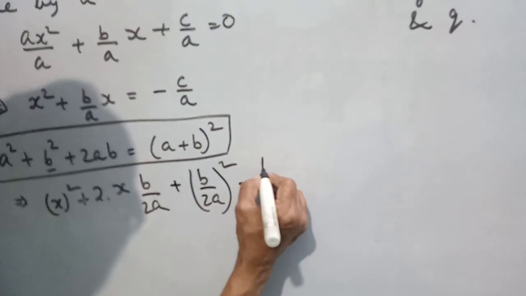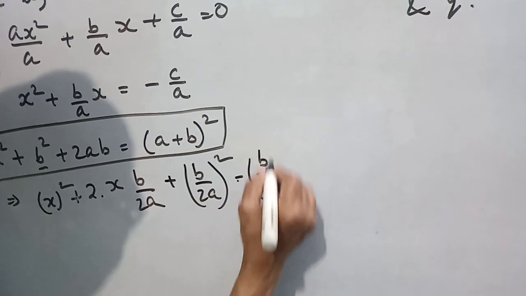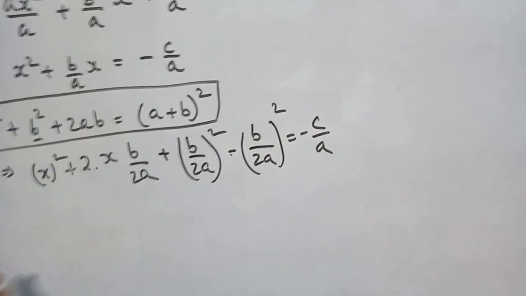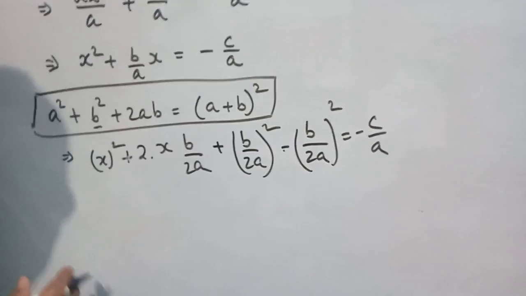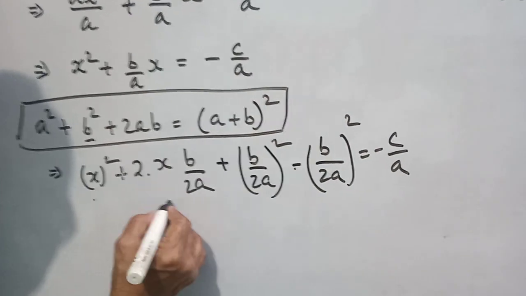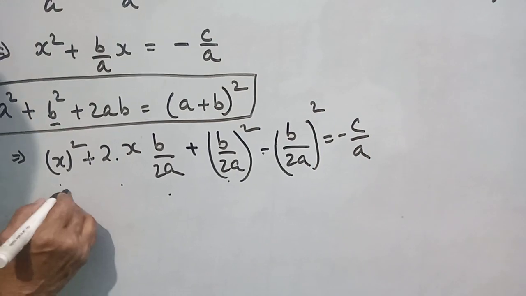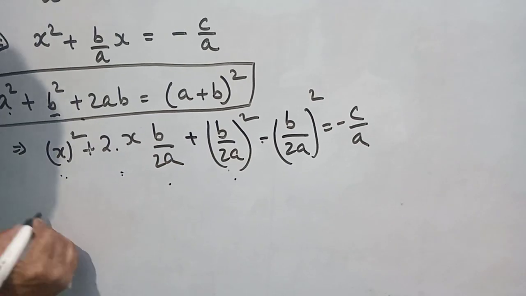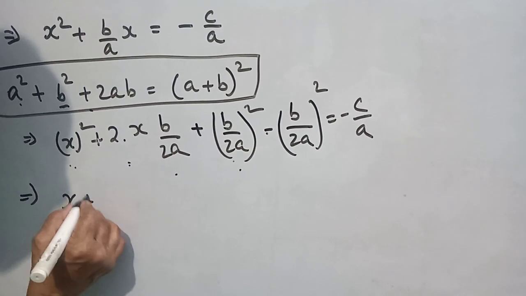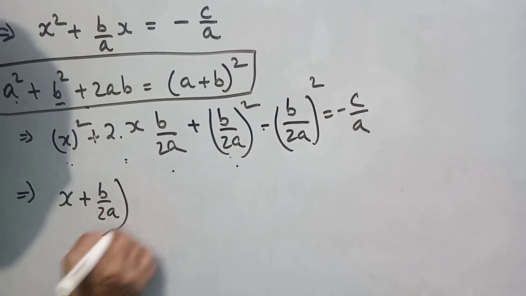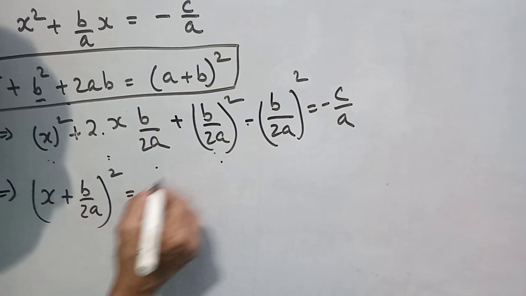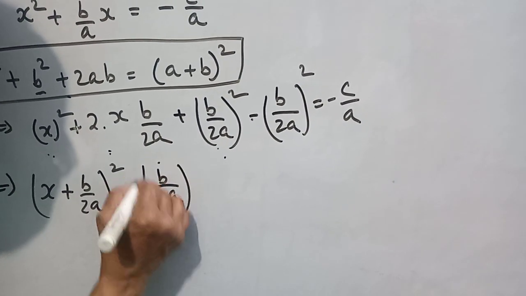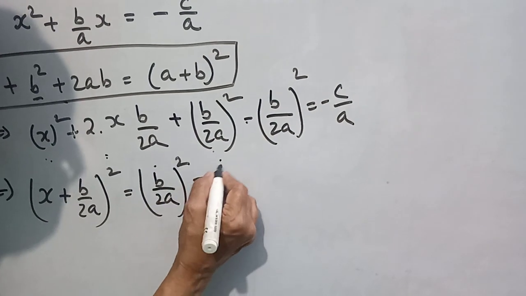Now this can also be subtracted. We have to subtract this one because we can't add anything in the equation in mathematics unless we also subtract it. So this is a square plus 2ab plus b square. See clearly, this is a square, this is b square, then this is 2ab. So this can be written as x plus b by 2a whole square. I can take this minus b by 2a whole square to the right hand side, so the minus sign will be plus, minus c by a.